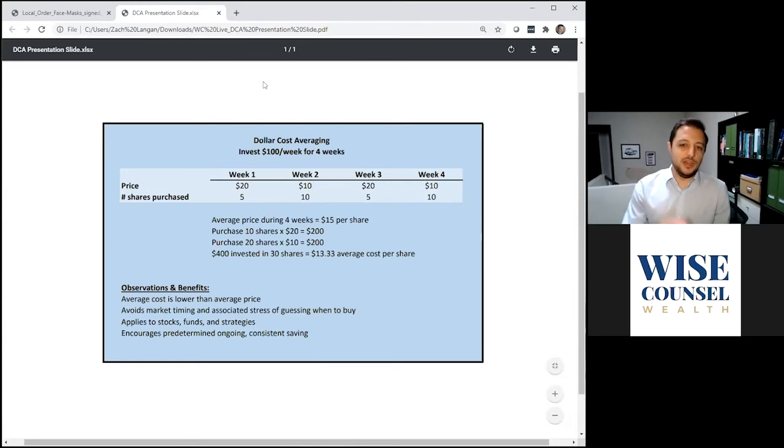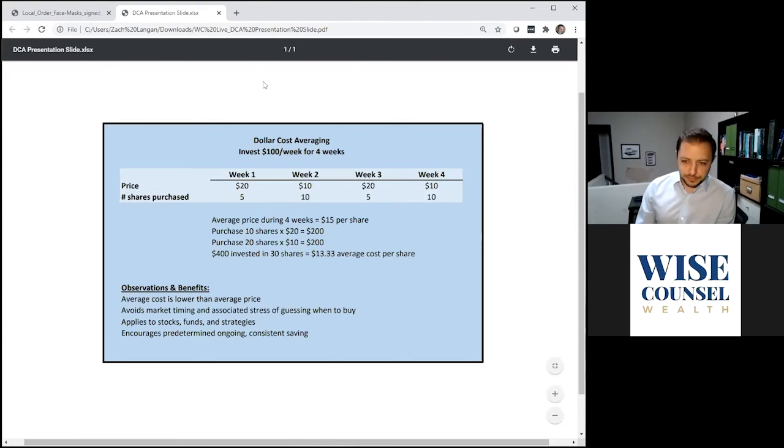He's putting in $100 every week. In the first week, let's just say he's buying a stock or a mutual fund, some kind of fund. And the price of that investment is $20 on the first week. So when he invests $100, he can buy 5 shares of it. And then the second week it goes down to $10. He's investing the same amount, and since the price of that share is lower, he's actually buying more shares at the lower price.